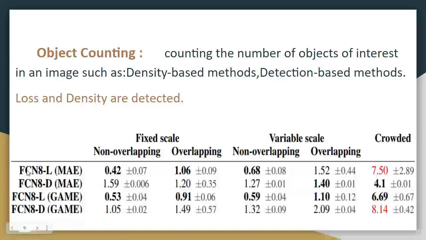Here you can see the fully convolutional neural network is used with loss function and the density. And you can see the overlapping one in fixed scale and variable scale, and non-overlapping one in fixed scale and variable scale, and crowded one. You can see that the loss function in the fully convolutional neural network, in GNME, which is root average mean error, is found in object counting in test data and training data.